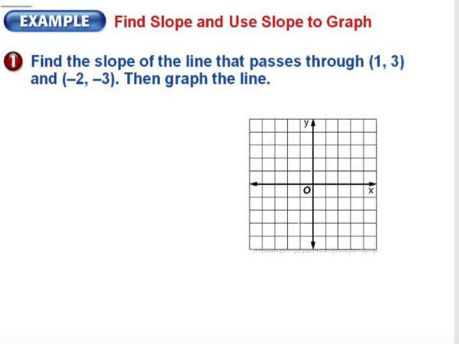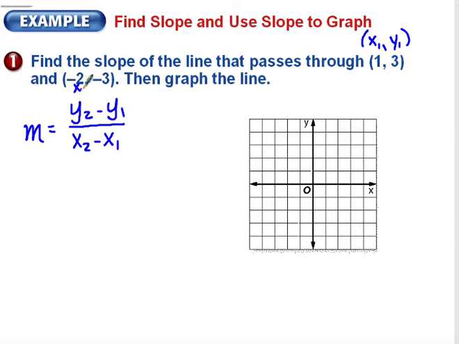Now let's look at this example when it's not graphed yet. This is find the slope of the line that passes through the points (1, 3) and (-2, -3). So I could do this without seeing the line first because I can utilize my formula, y sub 2 minus y sub 1 over x sub 2 minus x sub 1. So I just verify which set of points I want to start with.